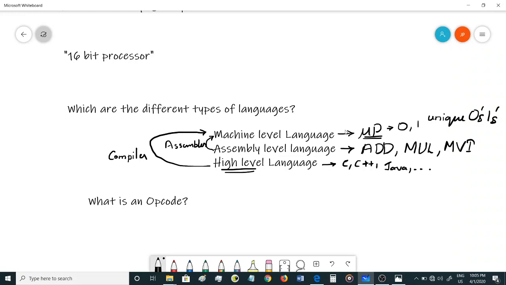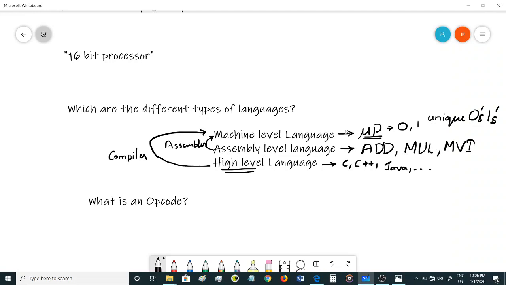Compared to high level language, if you write your programs in assembly level language, it is much faster to assemble them to machine level language. And for 8085, we'll only be learning about the assembly level language. And yeah, so that is what the three different types of languages are.